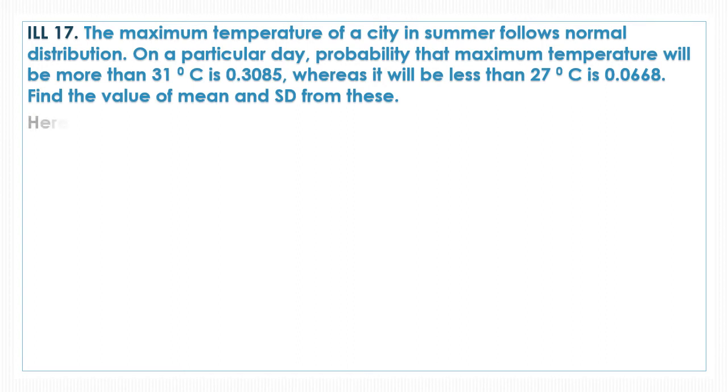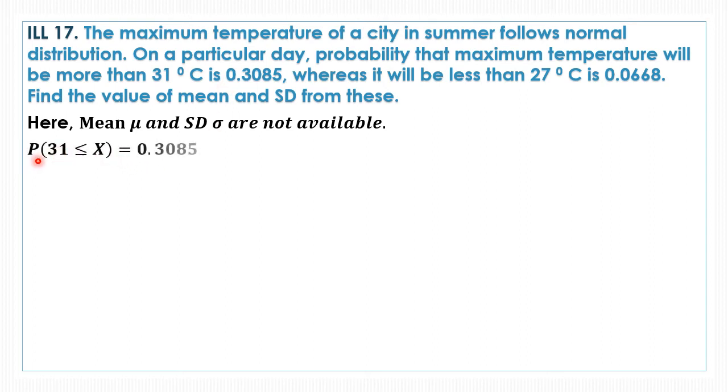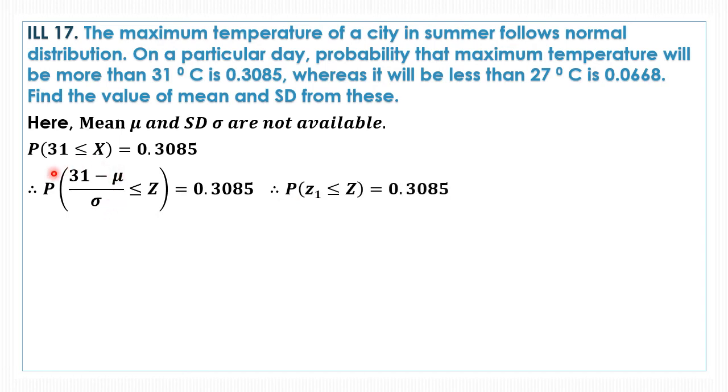So let's start. The first probability given here is that more than 31 degrees Celsius. So x greater than 31 is 0.3085. We will start by converting this into z-score. Because we don't have the values of mu and sigma, I am just going to write mu sigma here in the place of any value, and then I will be converting this value into z1. So I will just assume that 31 minus mu upon sigma is z1. So z greater than z1 is 0.3085.